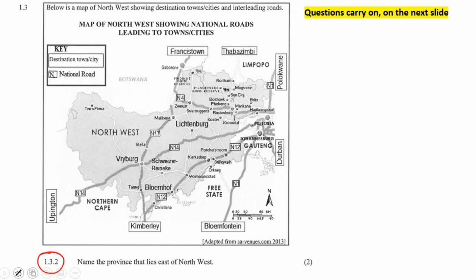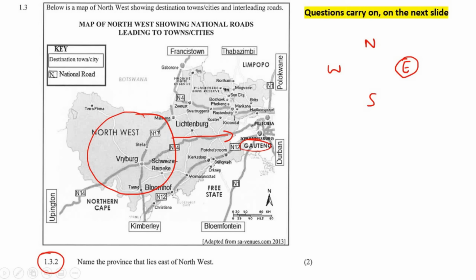Okay, so let's have a look at this one. Name the province that lies east of Northwest. Okay, so remember, we've got north, south, now east. So east is on the right hand side, okay? So they said of Northwest. So if this is the province of the Northwest, then we need to find the province that is to the right, and so that would be Gauteng.